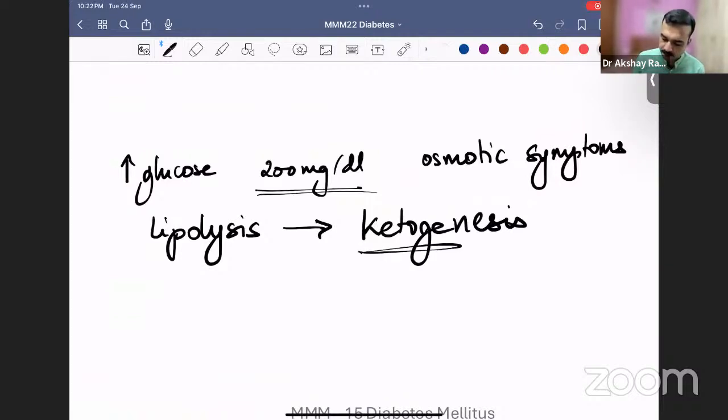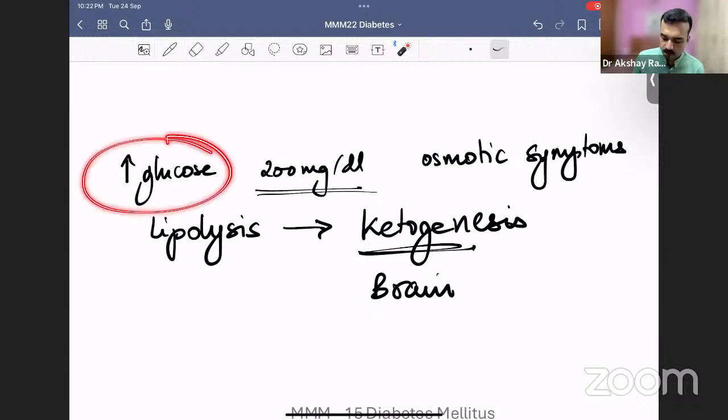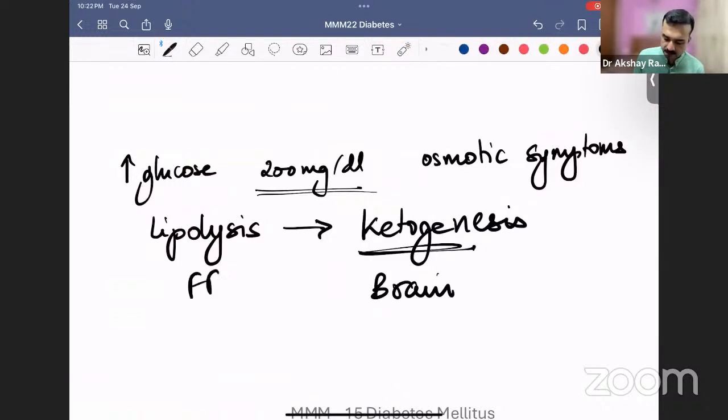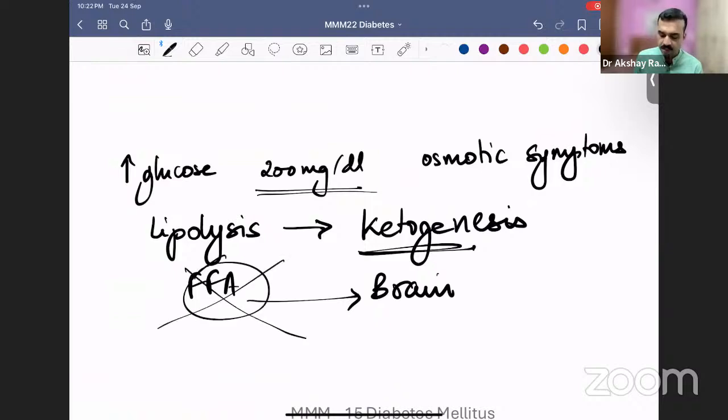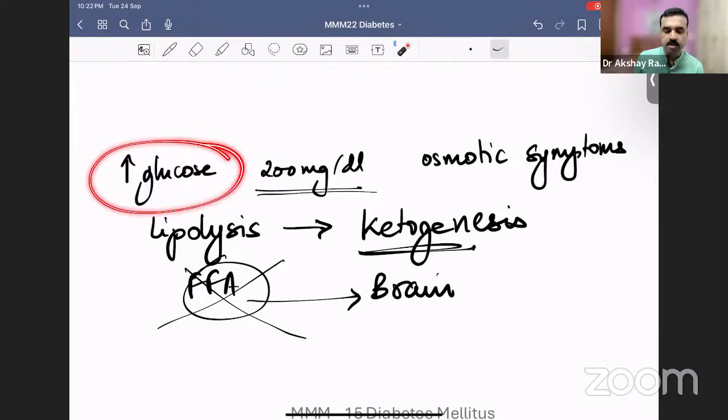Ketone bodies are a good source of energy for the brain. The brain is not getting glucose. Glucose is essential for the brain, but it's not getting glucose. At least lipolysis is releasing free fatty acids. Can the brain utilize free fatty acids? No, because free fatty acids don't cross the blood-brain barrier. Glucose crosses, but there's no insulin to push the glucose into the brain neurons.